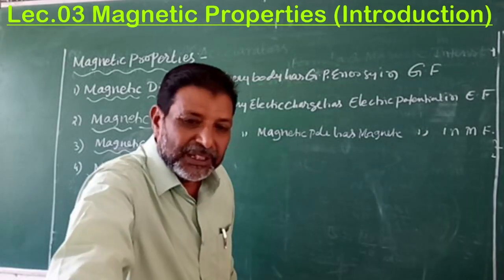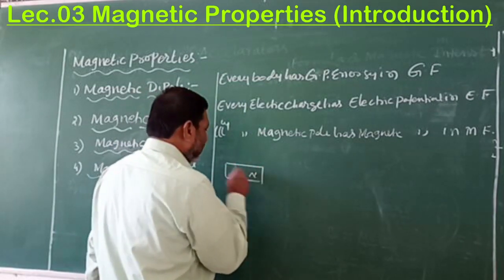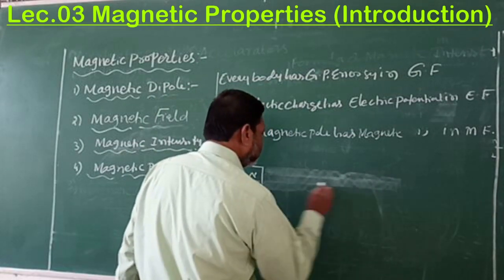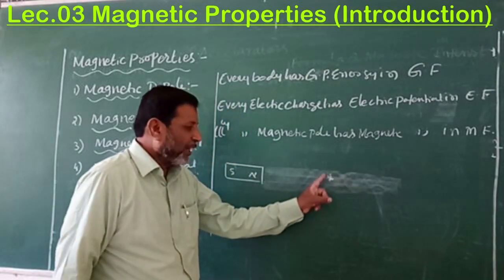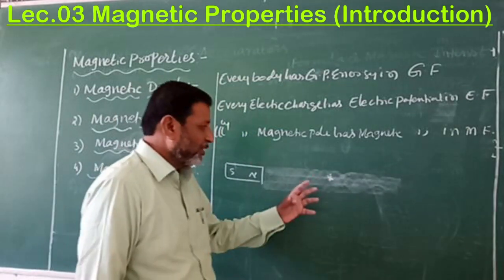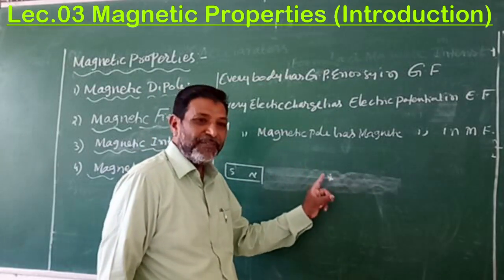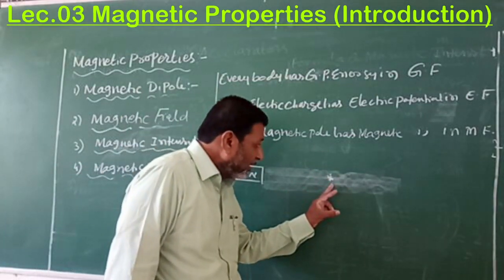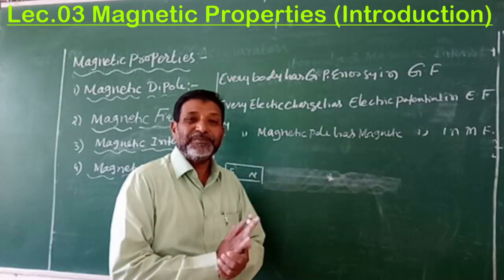Let us think once again. This is a magnet, and it produces the magnetic field. At any point in the magnetic field, when you put a magnetic pole here, it has magnetic potential. That is what we say. Every magnetic pole has magnetic potential in the magnetic field. When you place a magnetic pole in the magnetic field, it has magnetic potential, which means how much magnetic potential is there.